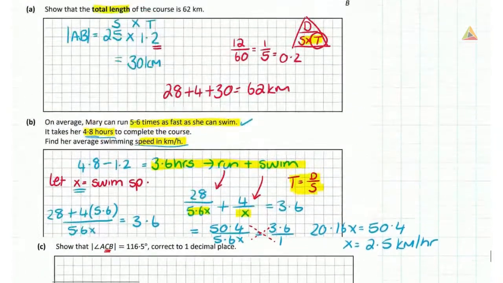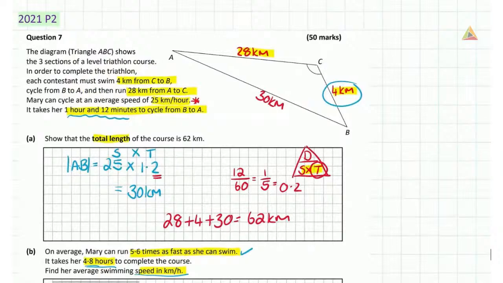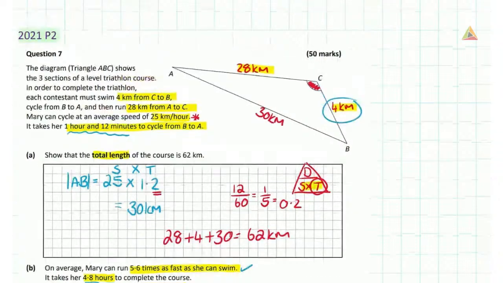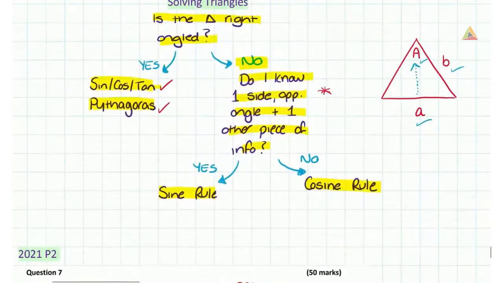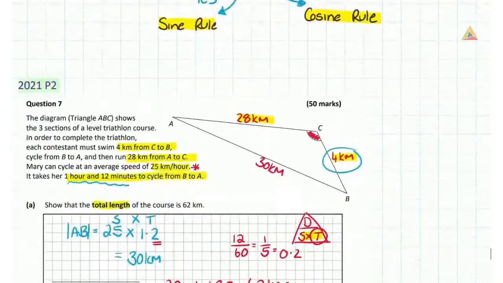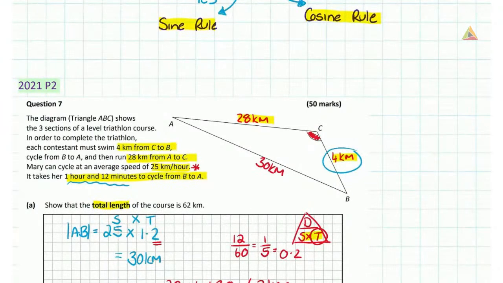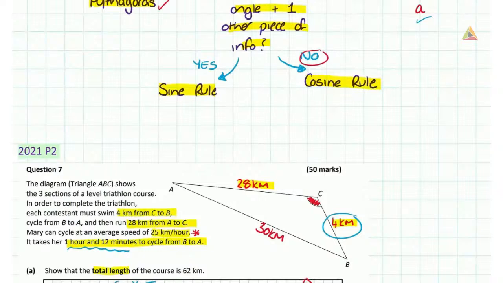So if we just go back to our diagram for a second, and we'll have a look, they have it marked there for us, but it's that angle that we're looking for. So think about your flow chart. The first question was, is this triangle right angled? So we've answered no. So if we go back up here, is the triangle right angled? We've answered no, so we're heading in this direction. Do I know one side, the opposite angle, and one other piece of information? So have a look. All you know about that triangle are the 3 sides. So again, we're answering no to this question. So in this case, we know that it's going to be the cosine rule.